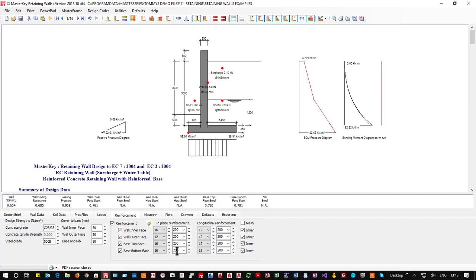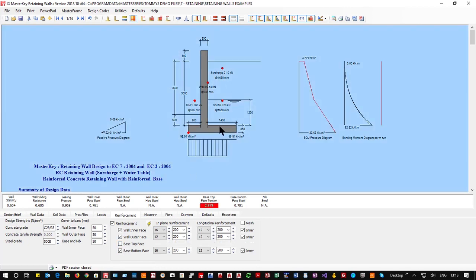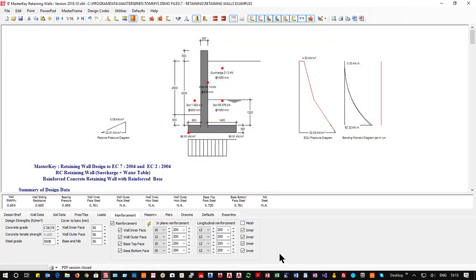Do you need reinforcement on both faces? Well, the simple answer is no, you don't really need it in the outer face. So you can get rid of it. Do I need it on the top of the base? Well, yes, you do, because that's top reinforced and this is bottom reinforced, so of course you need it on both. So it's very simply going through a simple design process on a retaining wall.